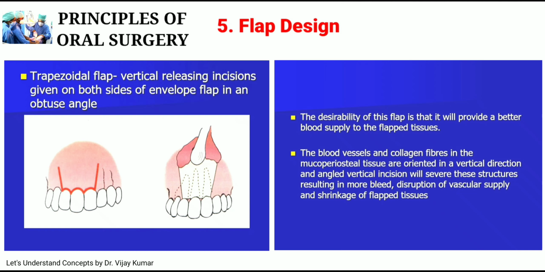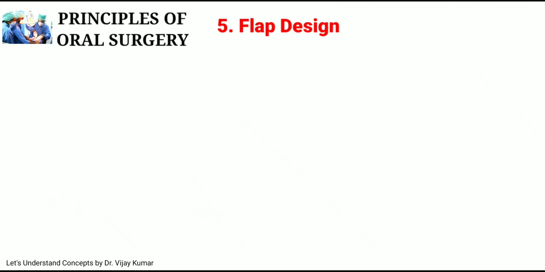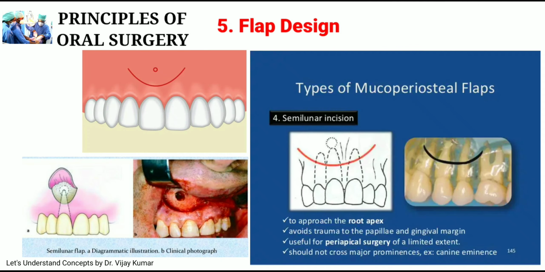And why do we use this flap? Because it provides better blood supply for the flapped tissues, and it provides greater access and visibility. The blood vessels and the collagen in the mucoperiosteal flaps are oriented in a vertical direction, so when you give an angled vertical incision, it may damage the vascular supply, and it will cause more bleeding and shrink the flap tissue post-operatively.